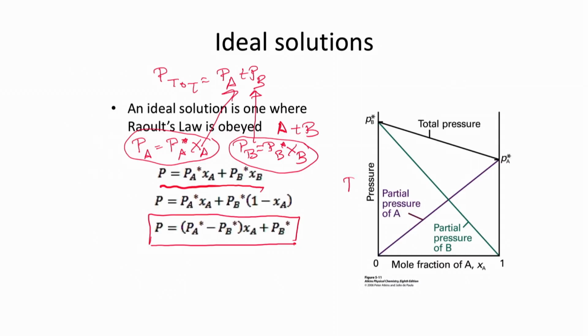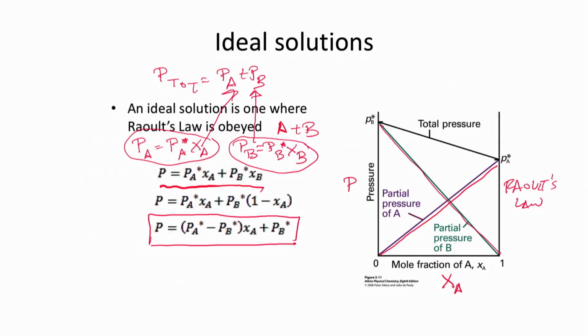So this graph here shows me that relationship, right? My y-axis is pressure, and my x-axis is mole fraction. So in this graph, the purple line here represents what A is doing, and you can see that this is Raoult's law for A. That is, as the mole fraction increases, vapor pressure also increases. And this green line is also Raoult's law, but now for B.